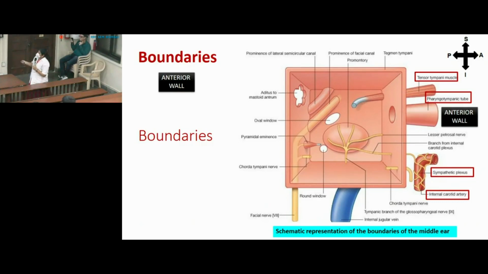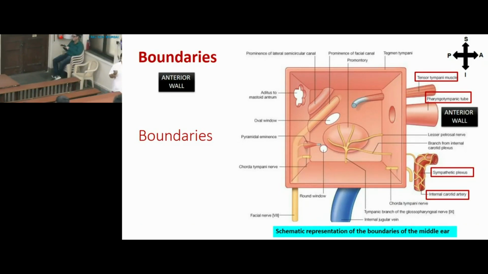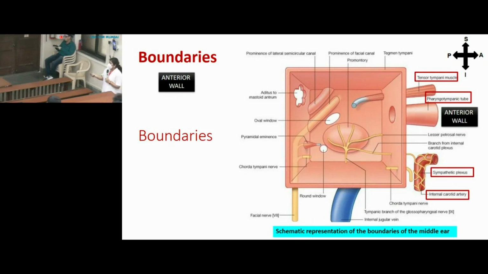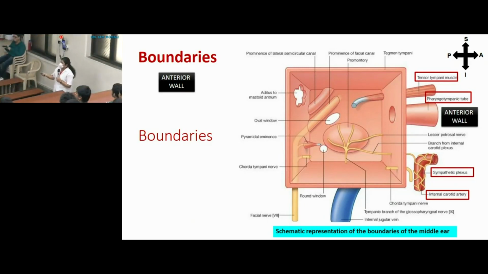An internal carotid artery is covered by a plexus of nerves, sympathetic plexus coming from superior cervical ganglion. Okay. So these are the sympathetic fibers covering this internal carotid artery forming sympathetic plexus. So it is present in lower half of the anterior wall of the middle ear cavity.